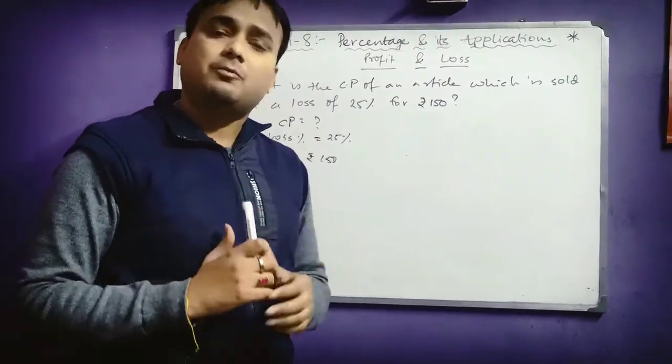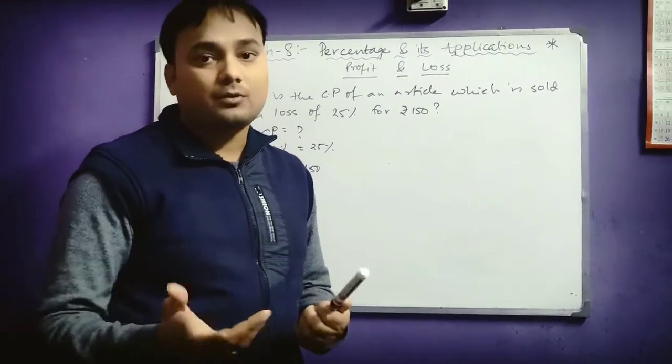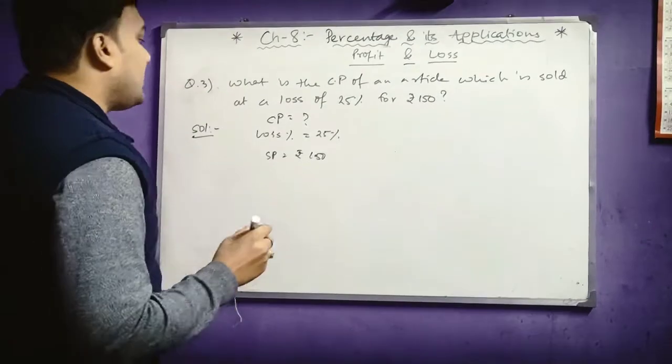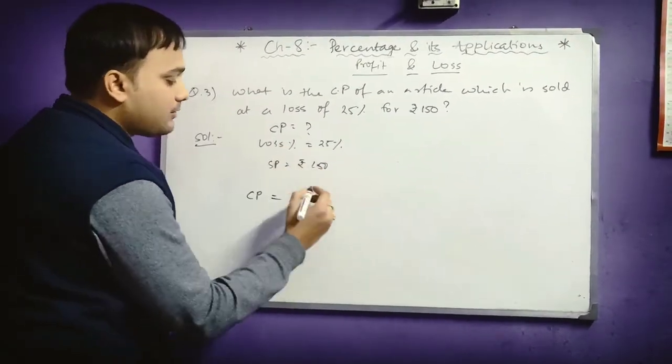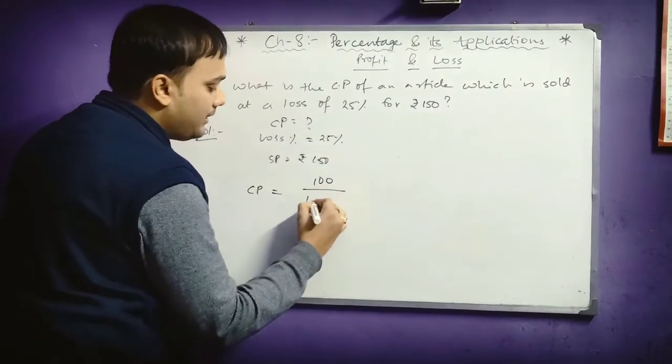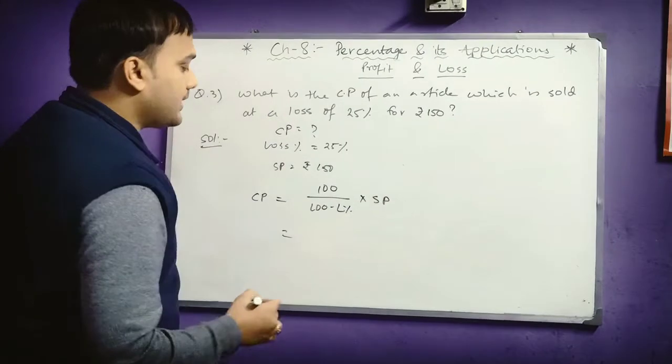But students, that will be quite a linear method, but easy also. We will be applying the direct formula as we know the formula. So the formula for CP in case of loss is equal to 100 by 100 minus loss percent into SP. So this will give you the answer directly.